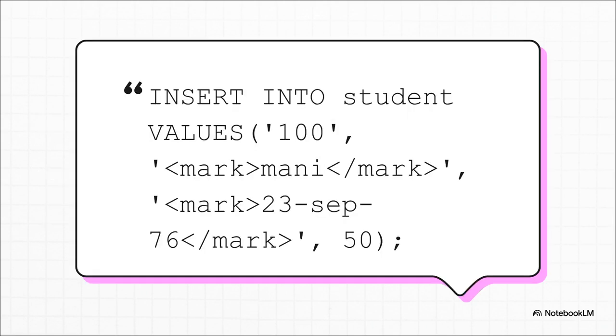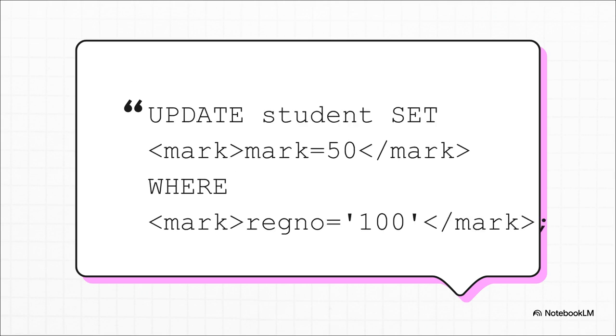So here's an insert command in action. We're telling the database, hey, insert a new row into the student table, and here are the values. Then we just list them in order: a registration number, a name, a birthday, and a mark. 1 command, and a new student record is created. Simple as that.